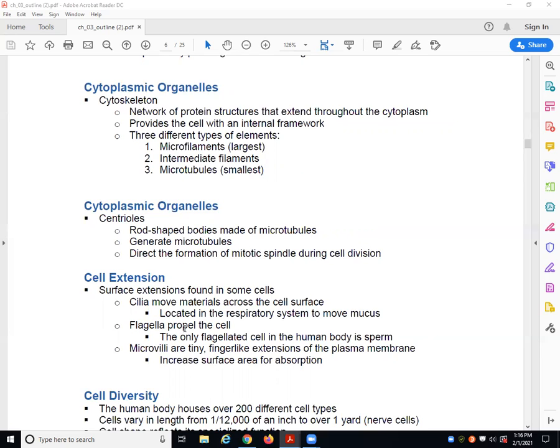Then we have microvilli. These are small finger-like projections of the plasma membrane. What do they do? Well, they increase the surface area of the plasma membrane because they've added these little ridges, okay? And that helps when you need to absorb things, right? Like in your small intestines. So areas where you need to absorb things, you might have microvilli. For example, you absorb the food you eat in the small intestine.